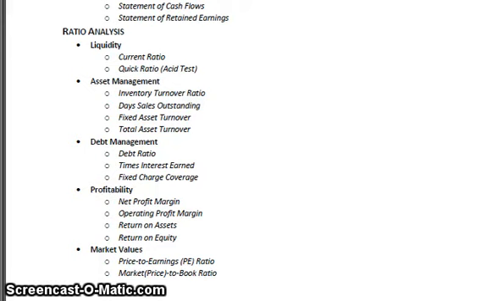So we ran out of time on our last video, but we'll just keep going here. We're into the profitability ratios. Profitability ratios tell you how well you're managing expenses and how much return you're getting on your investment. So net profit margin, for example.